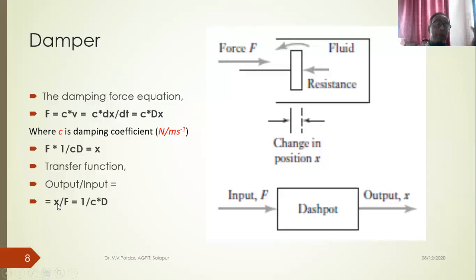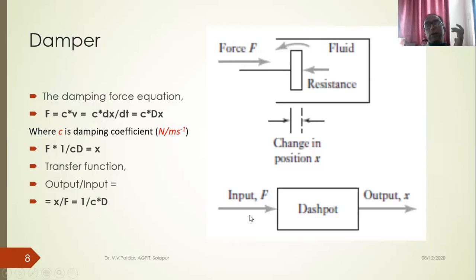So here I have displacement x as output and force F as the input. The units are different, Newton and millimeter, or Newton and meter, isn't it? So why call it a transfer function? Force is transferred as x, and hence the name transfer function. So our transfer function for a damper is output upon input. Output is displacement x, and input is F. So x upon F is equal to 1 upon CD, isn't it? 1 upon CD is the transfer function of this damper.